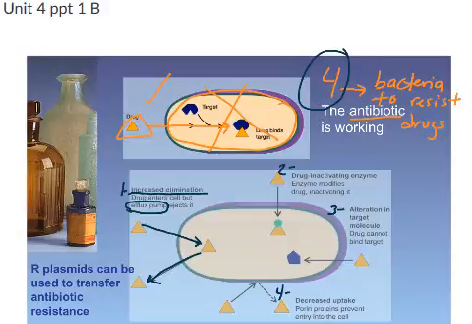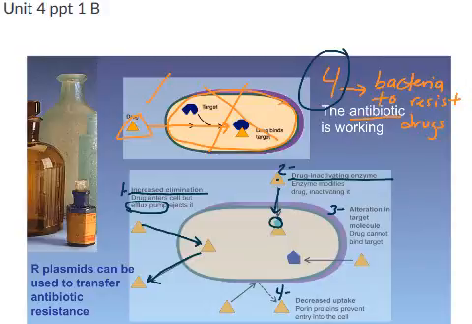The second one is when we have drug inactivating enzymes. So again, the triangle is going to go into the bacteria, but there is some type of enzyme, which is depicted in this little teal colored circle, that attaches itself to the drug and completely inactivates it, which renders it useless. So that is the second out of 4 ways that bacteria are able to resist drugs.